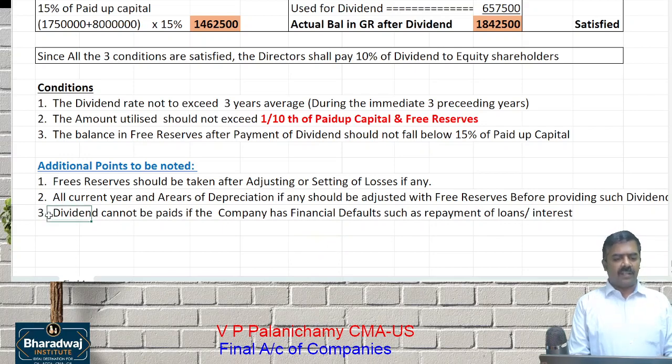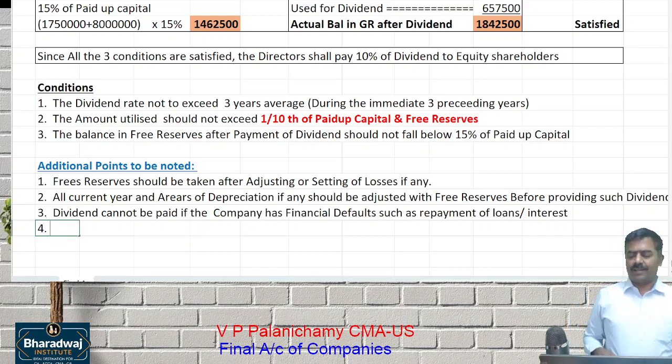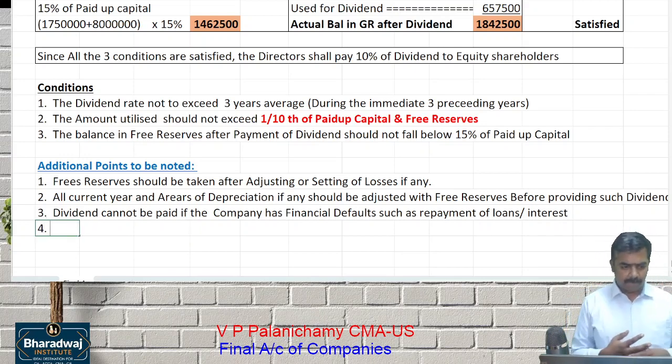So dividend cannot be paid if the company has what? Financial default, such as which one? Repayment of loans, or which one? Interest.